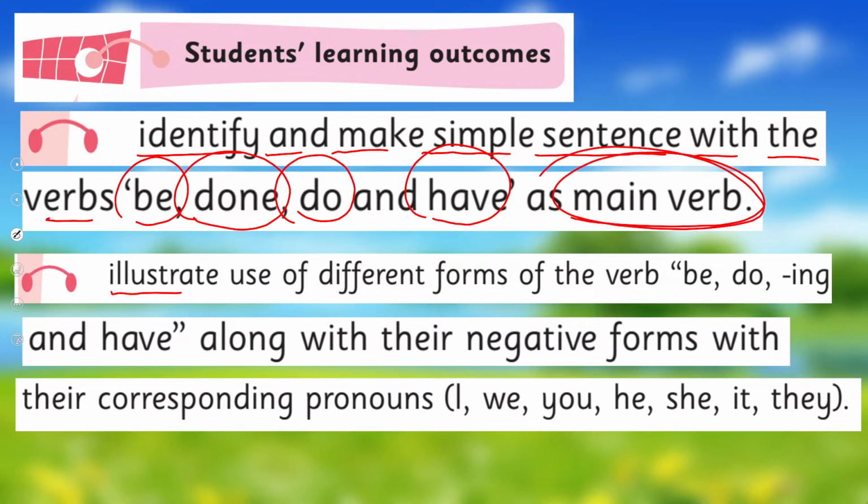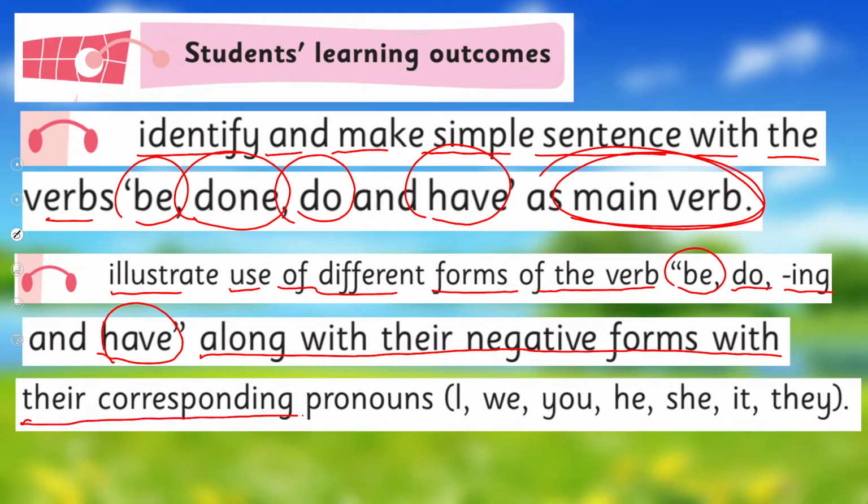And we'll also illustrate use of different forms of verbs be, do, ing form and have along with their negative forms with their corresponding pronouns I, we, you, he, she, it, they. These are our today's SLOs.